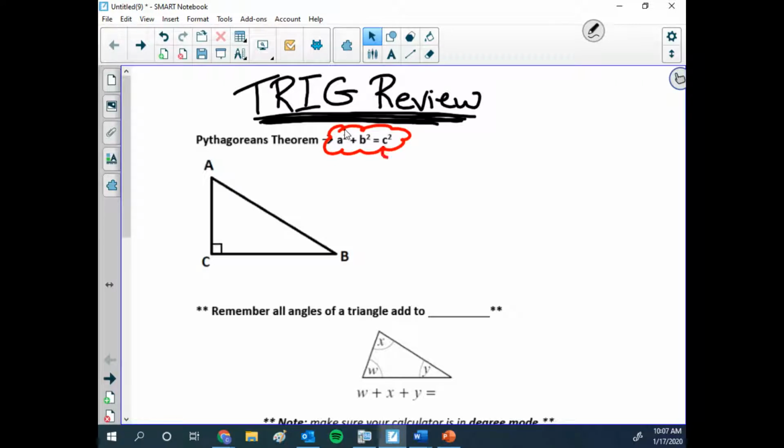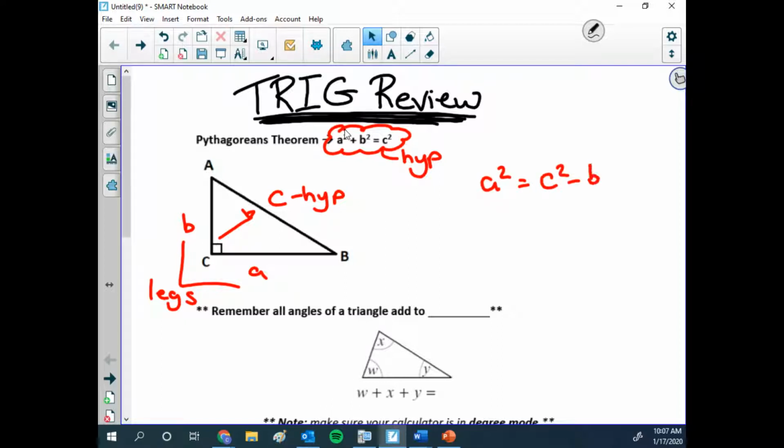This is the formula if it's set up to solve for a hypotenuse, or you can manipulate it to solve for a missing leg if you want. So remember, side C is the hypotenuse, and side A and B are what we call the legs of that right angle triangle. And so you can either rearrange that formula, or remember my other formula, which is a squared equals c squared minus b squared, or whatever combination of those variables, to solve for a missing leg.